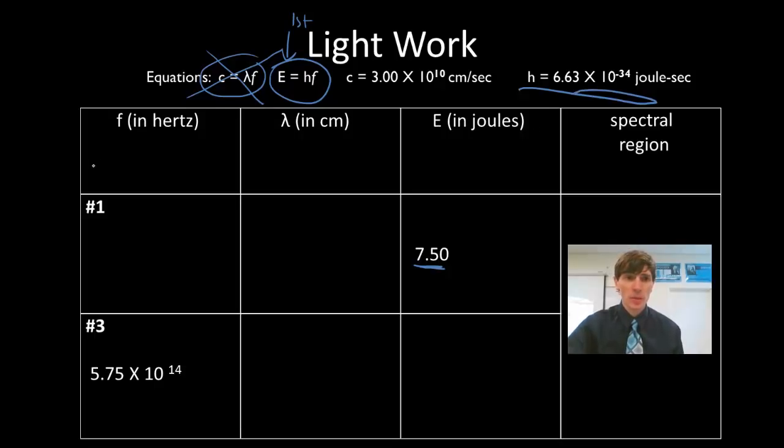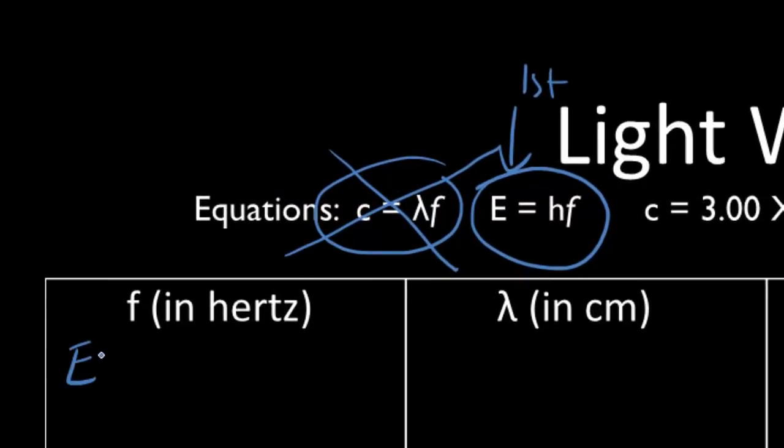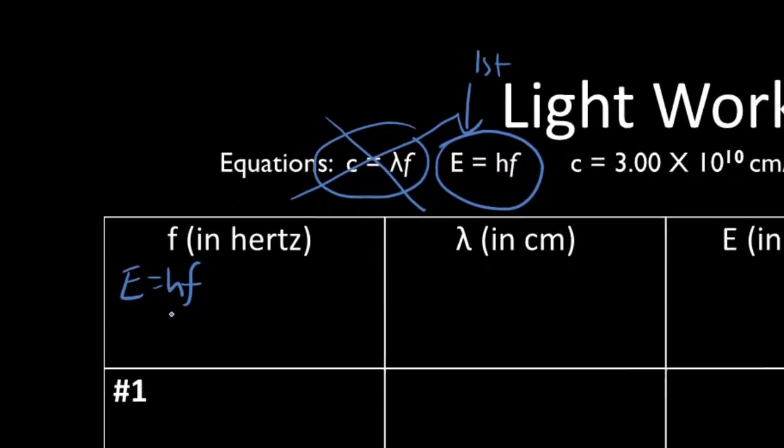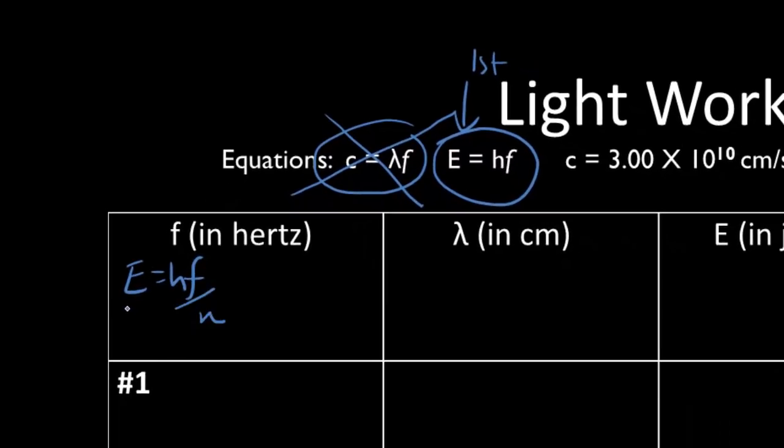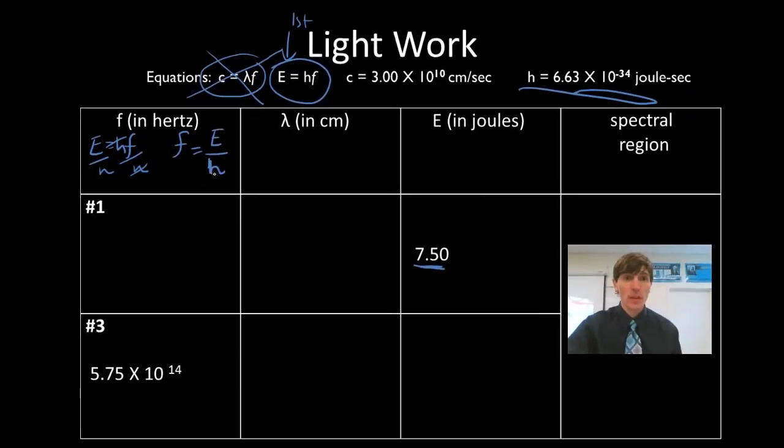So I'm going to go over to frequency. E equals hf is my original equation. I like to mess with the equation first, so I'm going to solve for f. So I'm going to divide both sides by h, and rewrite that: frequency is equal to energy over Planck's constant. Now that I have an equation for frequency, I can go ahead and plug those values in.